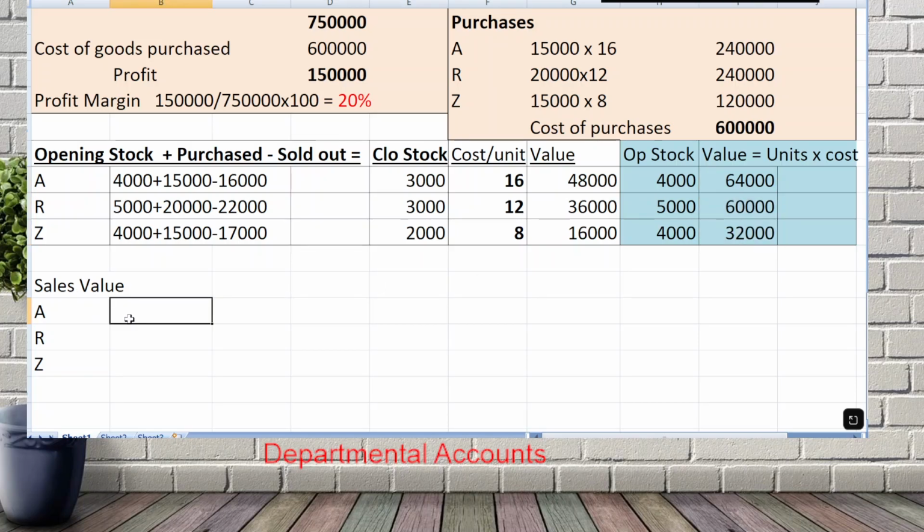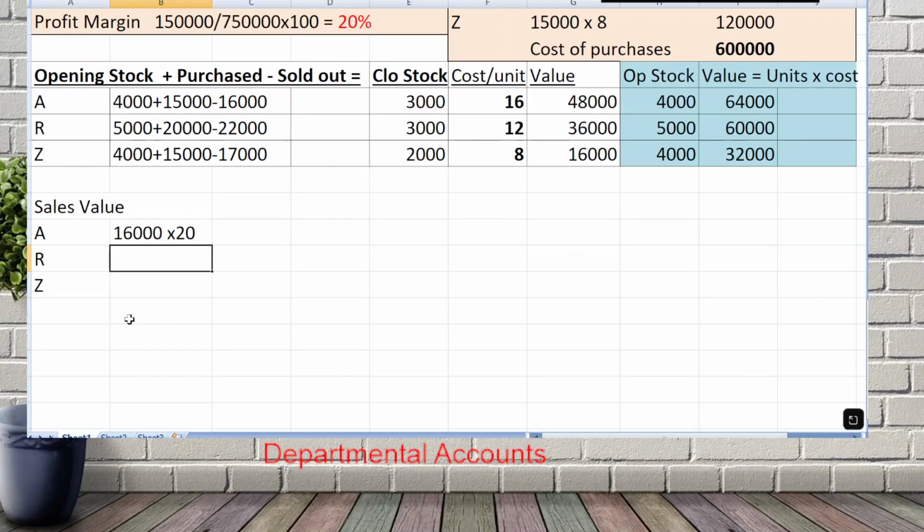Sales value for X, Y, Z. How many units are sold out? 16,000 units into what is the selling price? 20. For B, 22,000 into 15. For Z, 17,000 into 10. How much? 3,20,000, 3,30,000, 1,70,000. This is the sales value.